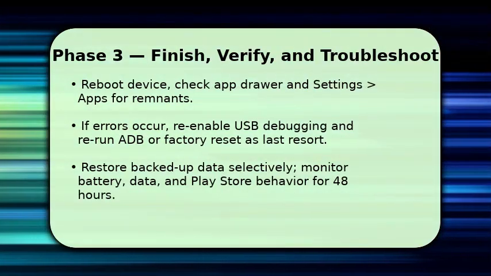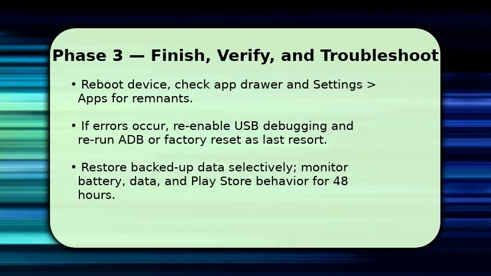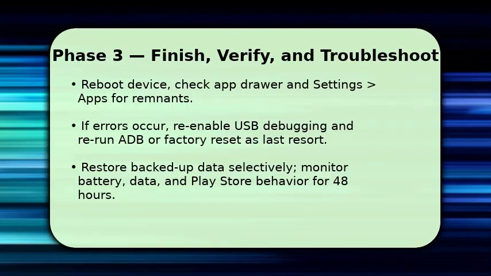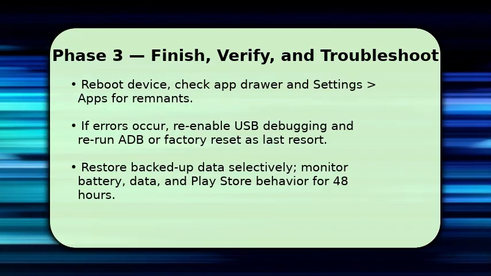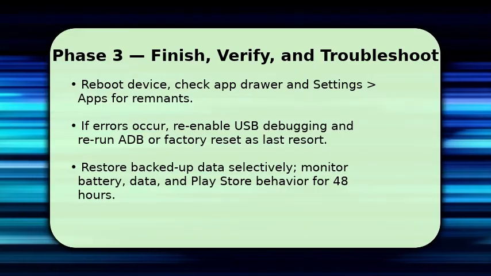If you see errors or the app reappears, re-enable USB debugging and rerun the ADB uninstall command. If that fails, factory reset is the last resort. Ensure backups are safe first. Make sure to restore only necessary data, then watch battery and data use for 2 days to catch hidden services. Troubleshooting tip: if the app reinstalls, a linked account or device management policy may be reinstalling it.